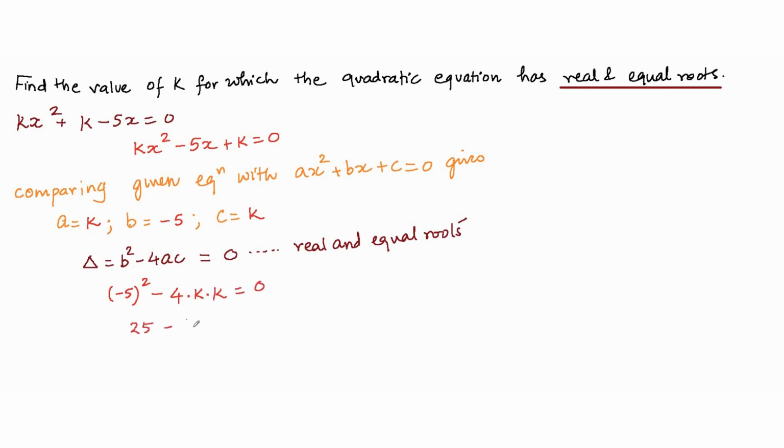So 25 minus 4k square should be equal to 0, which means 4k square should be equal to 25 and k square should be 25 upon 4. k should be the square root of 25 by 4. The square root of 25 by 4 is plus or minus 5 by 2. So the value of k for which this quadratic equation will have real and equal roots is k equals plus or minus 5 by 2.